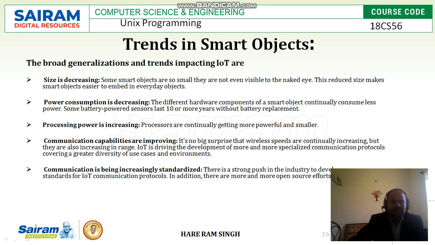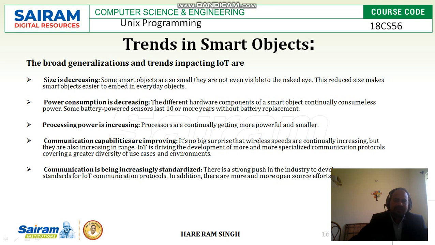Next one is power consumption is decreasing. The different hardware components of a smart object continually consume less power. Some battery powered sensors last 10 or more years without battery replacement. Next, processing power is increasing. Processors are continually getting more powerful and smaller. So the processing power of smart objects is also increasing day by day.